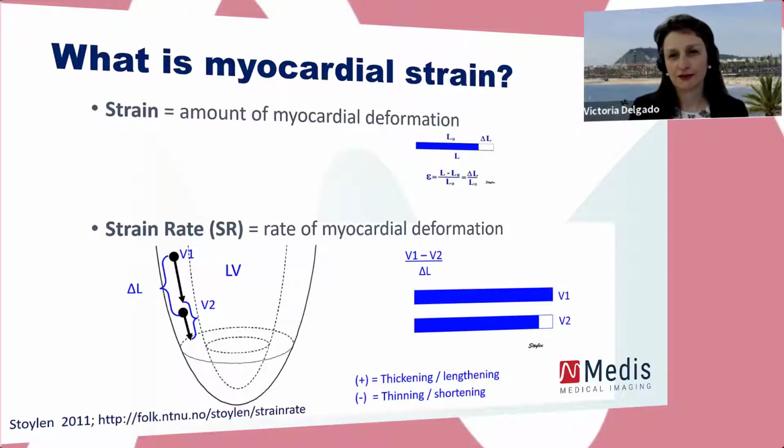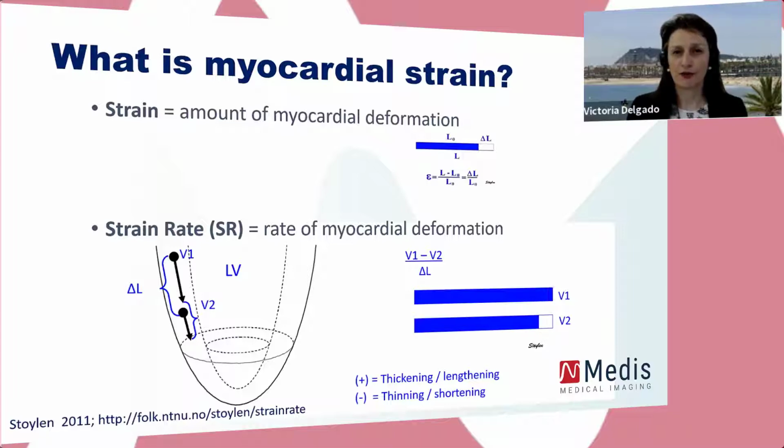What is strain? What is myocardial strain? That is the first thing we need to have clear. Basically, strain is just deformation of the myocardium. And here on the slide, we can have an original length, and the myocardium can thicken, so it makes larger, or shorten. And this deformation is what we call strain.